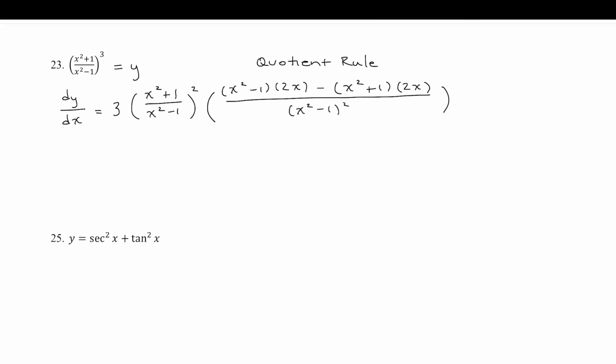So there's lots of places where students might make mistakes on this. For example, forgetting about the quotient rule and taking the derivative of that fraction, x squared plus 1 over x squared minus 1, as just 2x over 2x. That's incorrect. You have to use the quotient rule on that. Another common mistake is to forget to raise the x squared plus 1 over x squared minus 1 to one lower power to have that square on there. Sometimes students forget that part. So again, just things to watch out for.